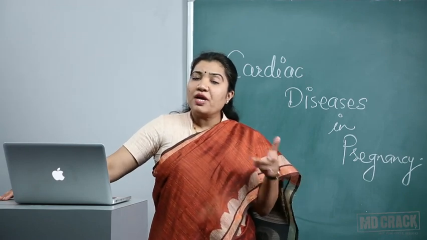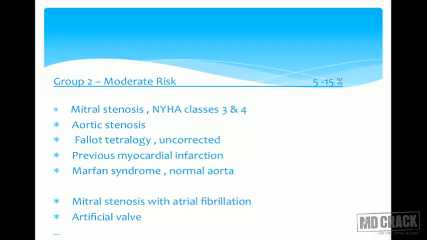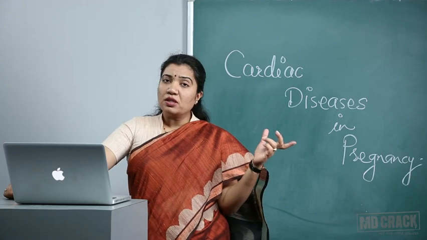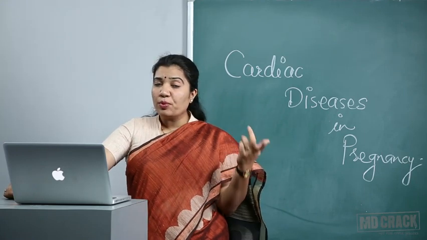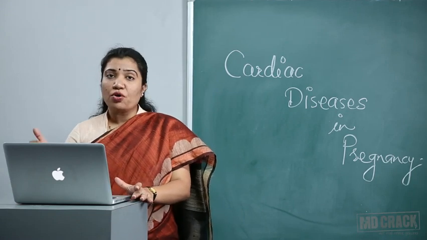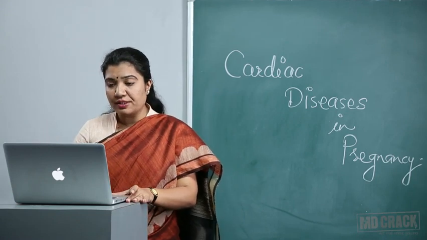In minimal risk, we had congenital heart diseases. Fallot's tetralogy, if uncorrected, falls in group 2. Previous myocardial infarction, Marfan syndrome with normal aorta, mitral stenosis with atrial fibrillation, and artificial valve. So any surgery done, and there in class 1, it was bioprosthetic valve. Over here it is artificial valve. So the risk of mortality is higher in this class.